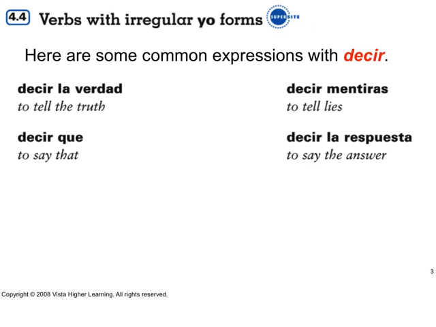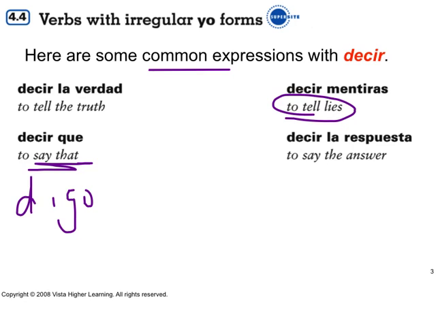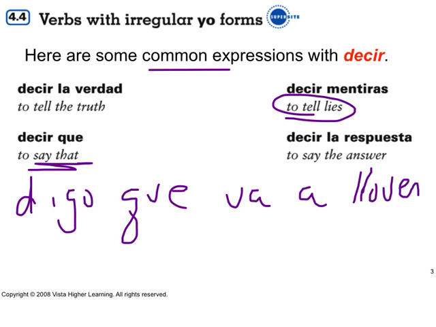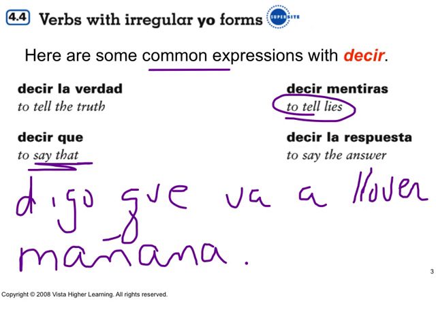We also have four common expressions with the verb decir. Here they are. Decir la verdad, to tell the truth. Decir mentiras, to tell lies. And decir que, that is basically, digo que va a llover mañana. That means I say that it's going to rain tomorrow. So decir que, and decir la respuesta, to say the answer.